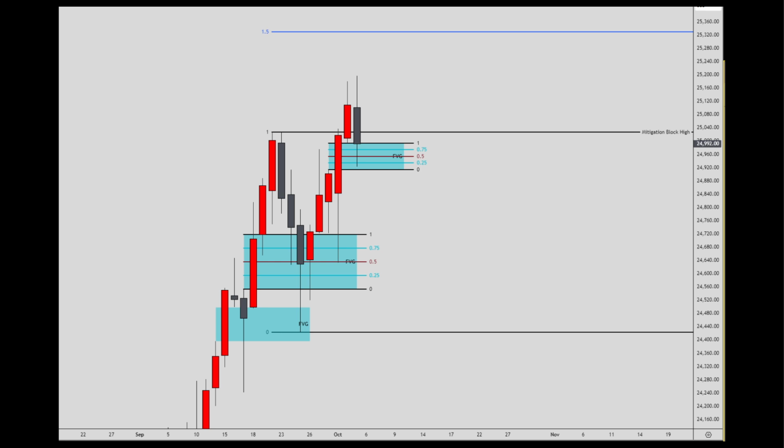From this high, the retracement all the way down to this low is a mitigation block. So we have this low, this high, and this higher low. So the market structure here is low, high, higher low. That makes this a mitigation block.